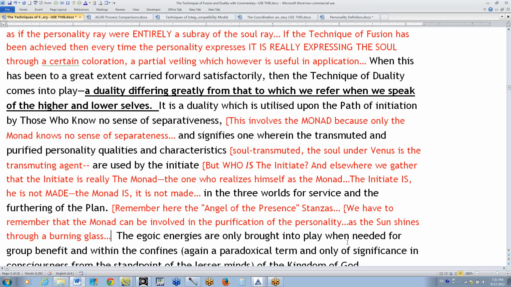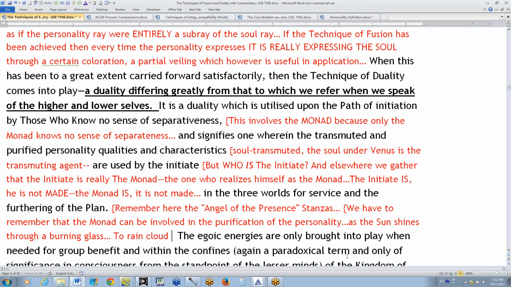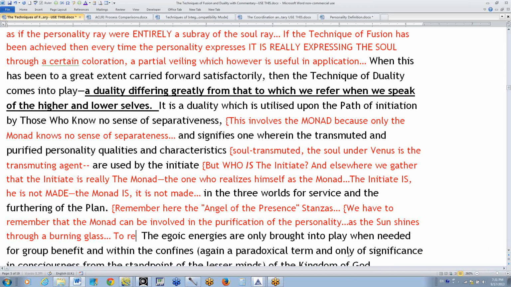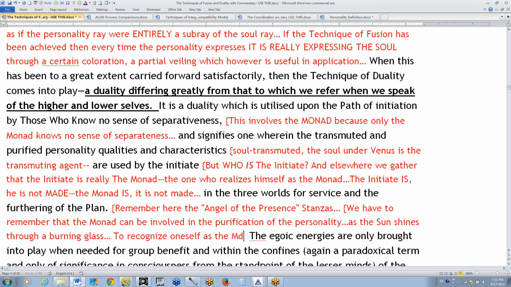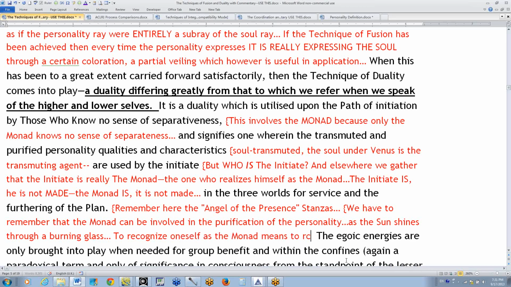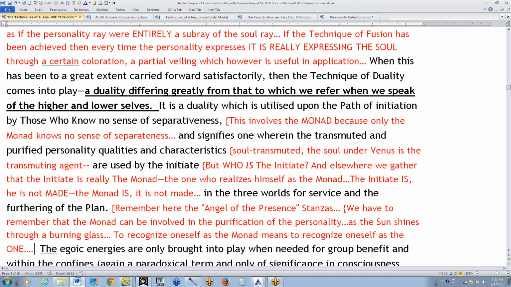The true initiate is the monad, and even the initiate of the third degree realizes increasingly that he is the one. That's what it means to recognize oneself as the monad. Recognize oneself as the monad means to recognize oneself as the one.